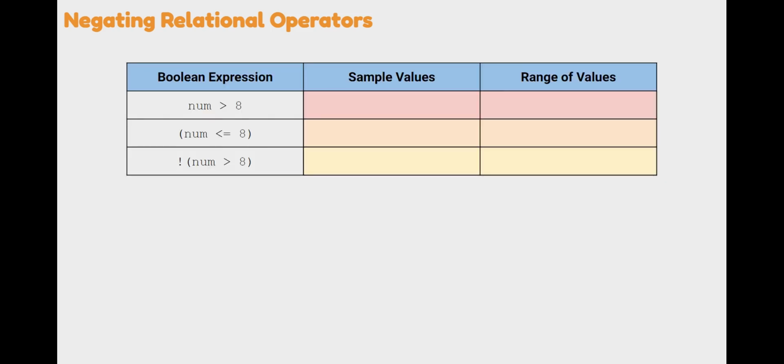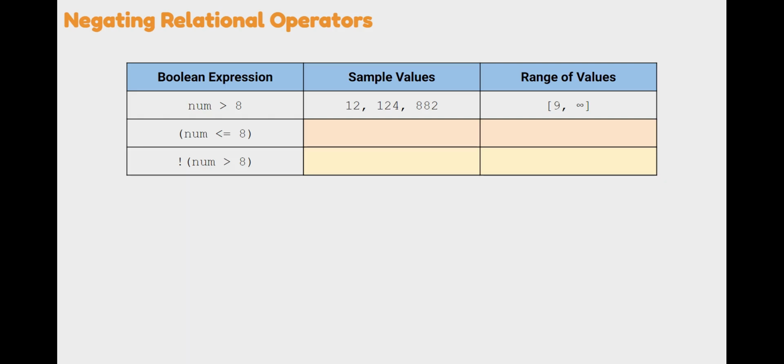Taking a look at some Boolean expressions in the top row of the table, we have num greater than 8. What would be some values of num such that that Boolean expression would evaluate to true? Some example values would be 12, 124, and 882. If we plugged any of those in for num, that Boolean expression would evaluate to true. Our range of values is 9 through positive infinity.